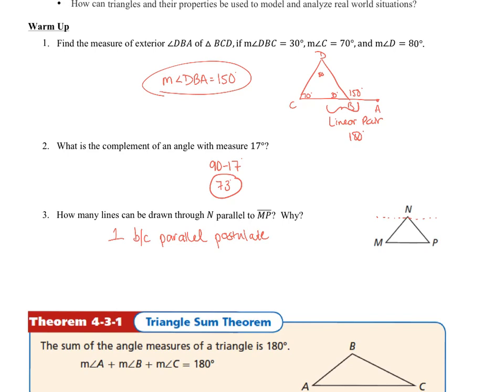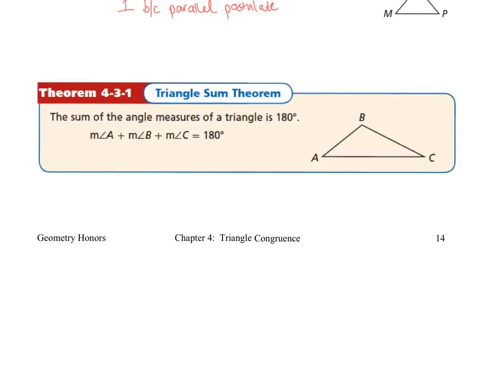Number 2, the complement would be 73 because complement is 90 minus the angle measure provided, so 90 minus 17, 73 degrees. And number 3, how many lines can be drawn through N parallel to line segment MP? I drew my one line that's possible there for you guys, and it's because of the parallel postulate. We talked about this in the last section even prior to having a theorem about it. It's the triangle sum theorem, and it just says that all the angles of a triangle add up to 180 degrees.